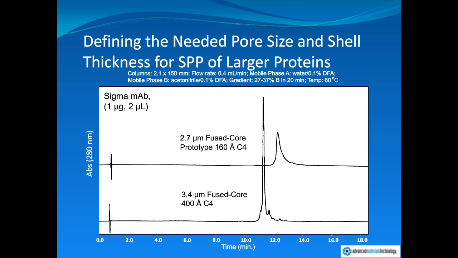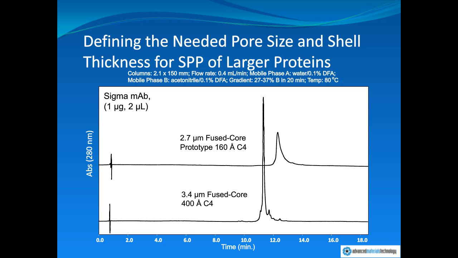So early on, when we were looking at separations of even larger proteins, like a monoclonal antibody, as shown in this slide, we saw clearly 160 angstrom pore size material was not sufficient. And you can see that because of the broadened peak width on a 160 angstrom pore size material versus a 400 angstrom pore size material. Even though the particles are just a little bit larger on the 400 angstrom pore size material, the improvement in peak shape, that is width of the peak, is obvious. So we know it has to be above 160 angstrom.